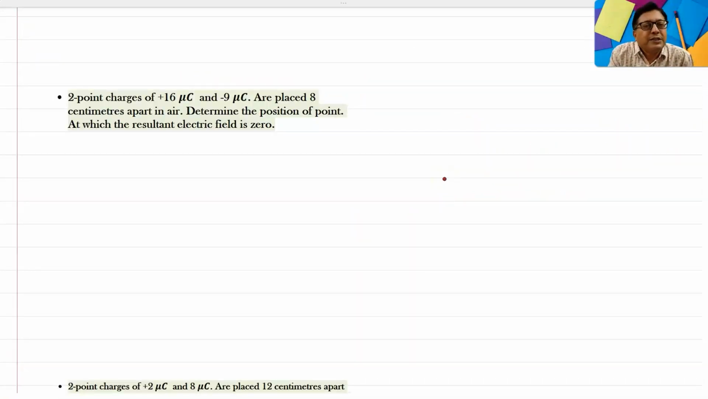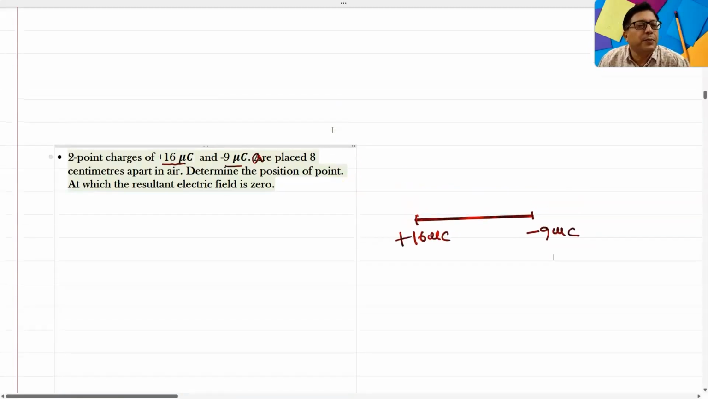2 point charges 16 μC and -9 μC are placed 8 centimeters apart in air. This is 16 μC. Line segment joining these two, I have taken here -9 μC. Determine the position of a point at which resultant electric field is 0.